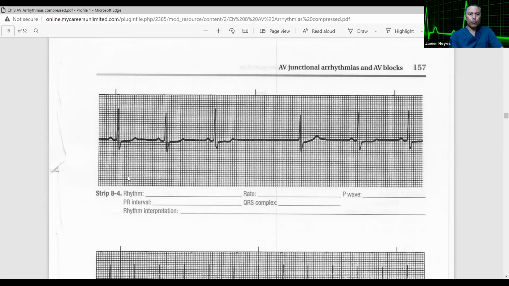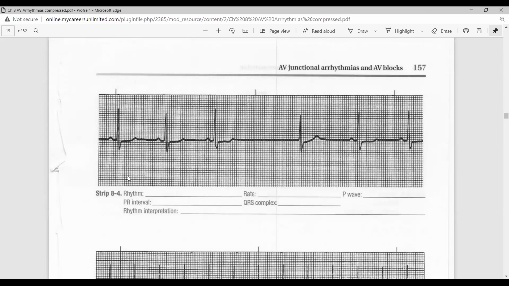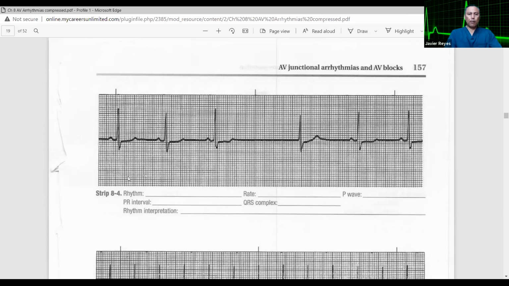Go through the criteria. What's the rhythm? Is it regular or irregular? Well, it looks regular, but just with sinus arrest. Very good. Sinus arrest is correct. So it's regular? Yes. Okay. What about the PR interval? Does it look normal? Yes. Okay. What is the rate? Like 50. 50 is correct.